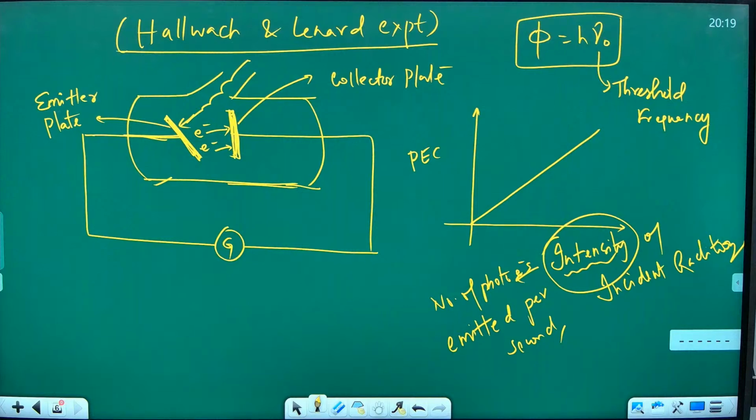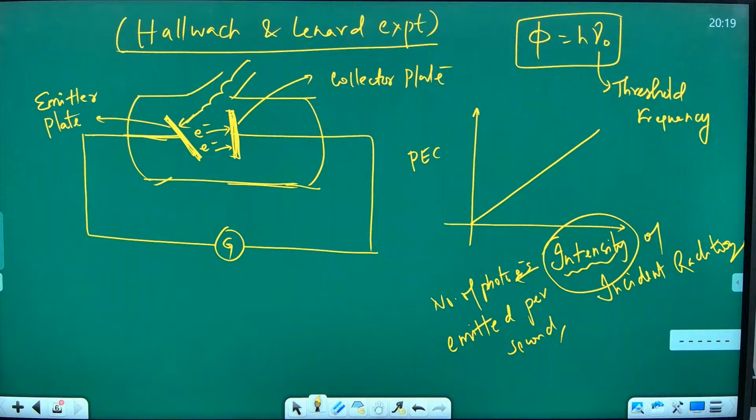Sir, in the question the threshold frequency is given, and then the frequency of the wave is given. If the frequency of the wave is greater than the threshold frequency, then whatever energy the electron is going to have, it will also have some kinetic energy. How to calculate it? Half mv square will become equal to h nu minus h nu naught.